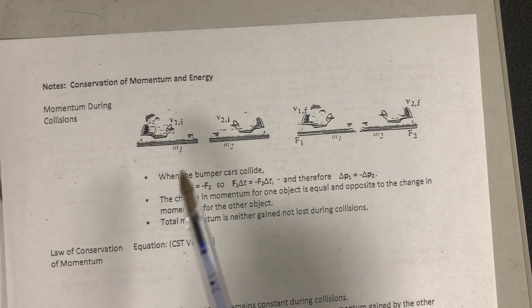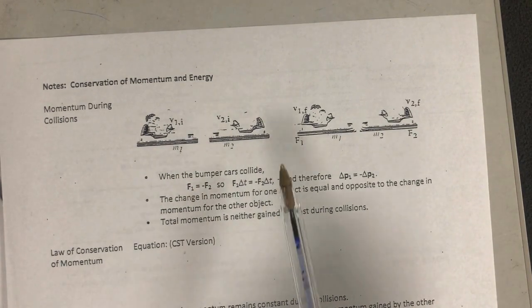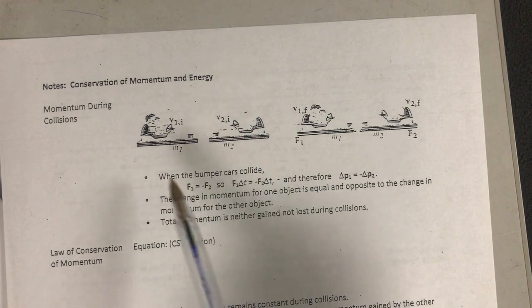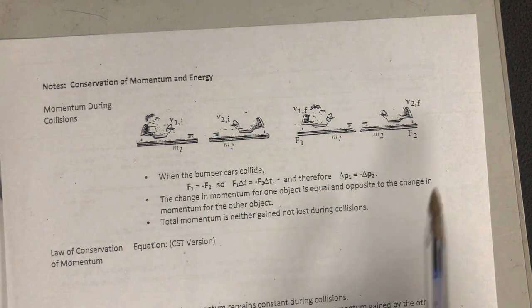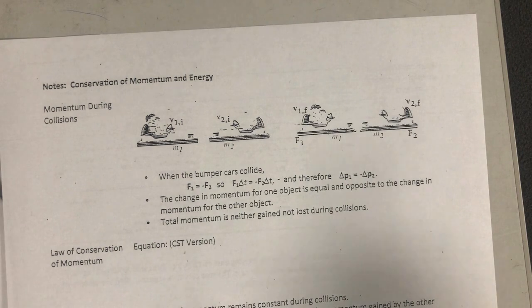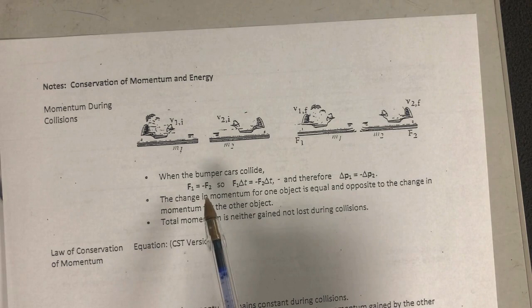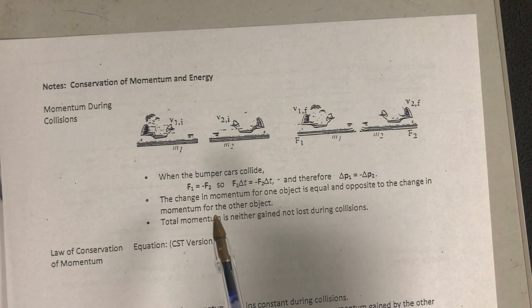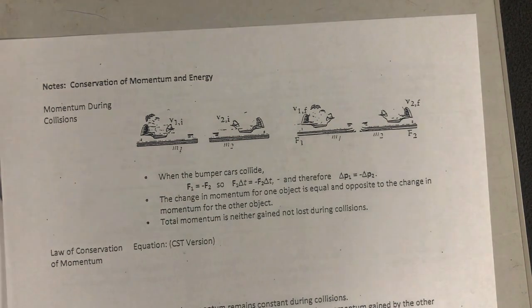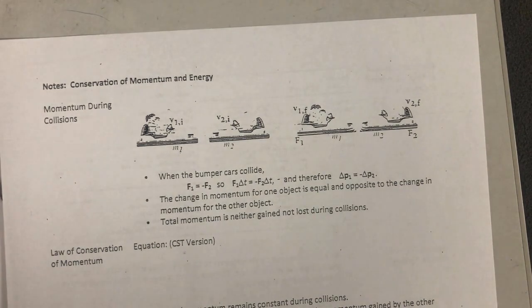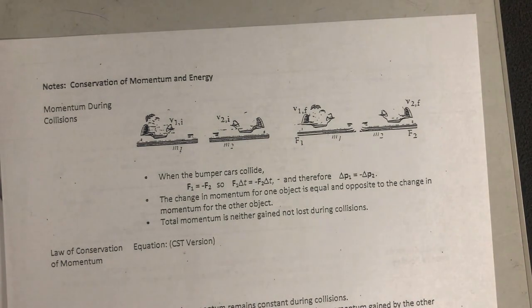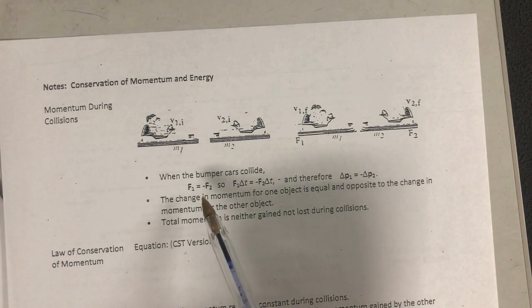So anyway, you're looking at your collision as far as the energy that they have and the momentum that they have before a collision, and then what they have after the collision and how they compare to each other. So it says when the bumper cars collide, F1 equals negative F2, which goes back to your Newton's third law. All right, equal and opposite. So for every action, there's an equal and opposite reaction. If you push on something, it pushes back on you with the same amount of force, but in the opposite direction, right? Okay, so that's going to be your F1 equals negative F2.